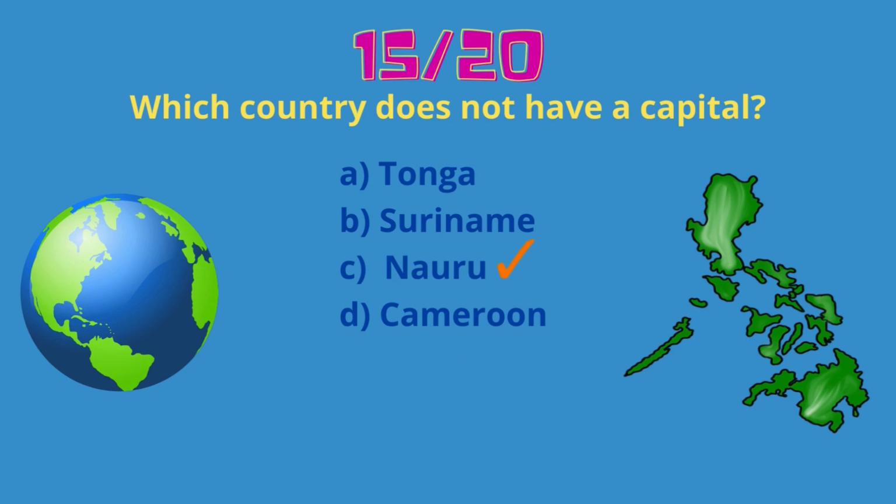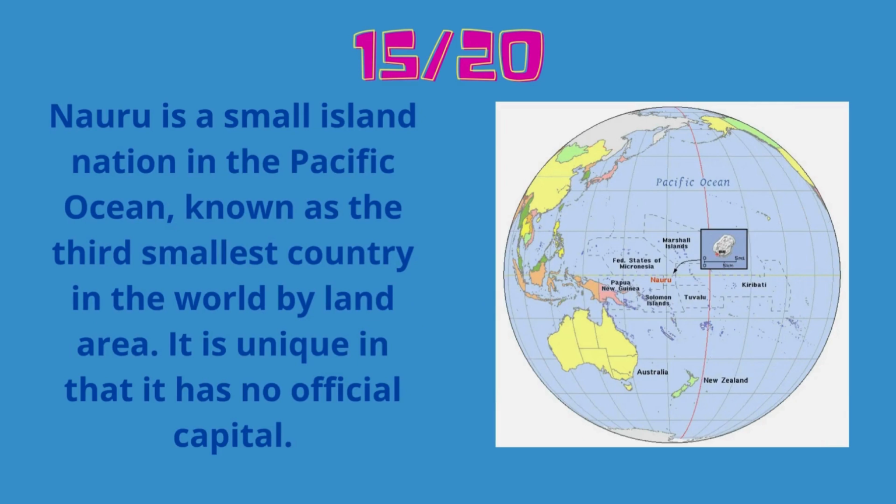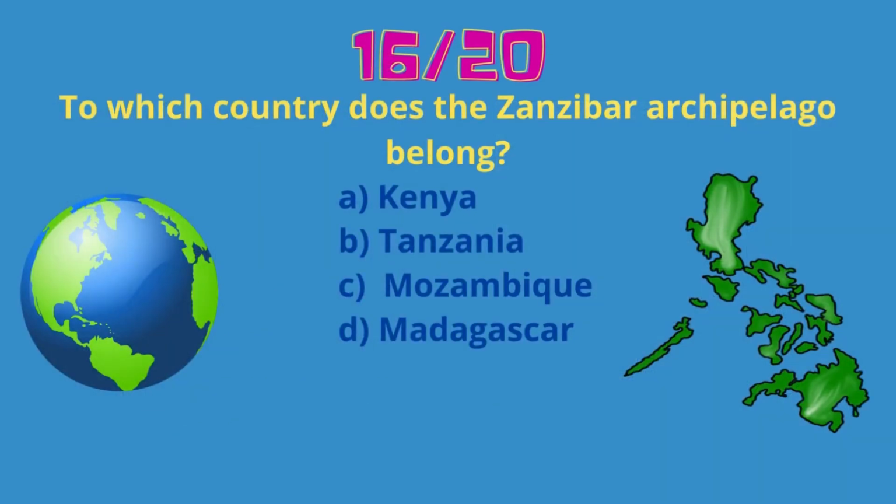Nauru. Nauru is a small island nation in the Pacific Ocean, known as the third smallest country in the world by land area. It is unique in that it has no official capital. To which country does the Zanzibar archipelago belong? Kenya, Tanzania, Mozambique, Madagascar.